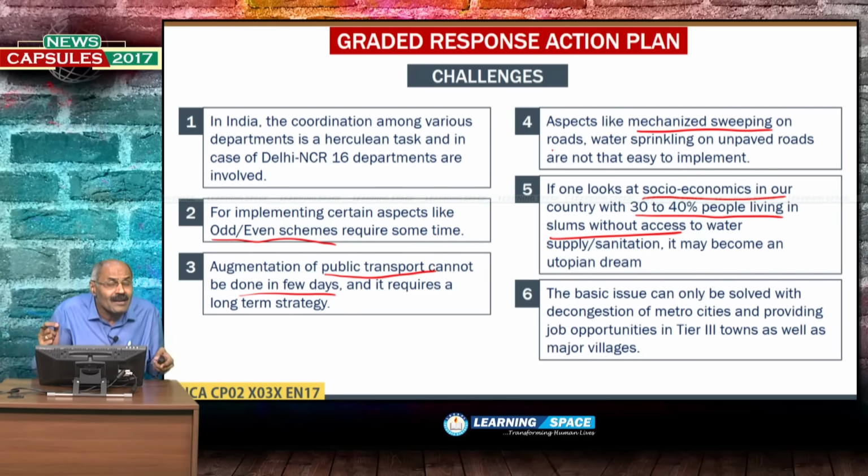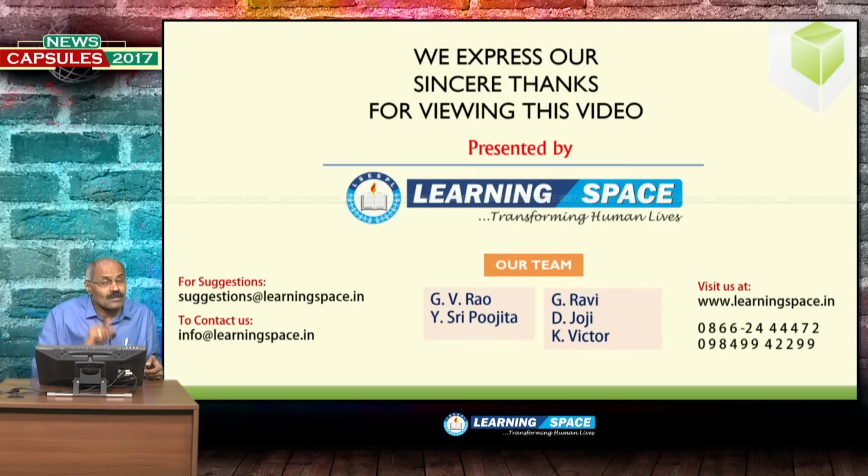If you look at Delhi and Mumbai, lakhs of people are migrating every year in search of employment, and most of them are reaching the slum areas of the cities. The crux of the problem is that India requires not 4-5 metros, but around 100 well-established towns or cities which provide job opportunities. That is the real solution, but these measures are not that easy to implement in the present day socio-economic context, as lakhs of people are migrating to cities and relegated to slum areas. So this is about the challenges for implementing this graded response action plan.